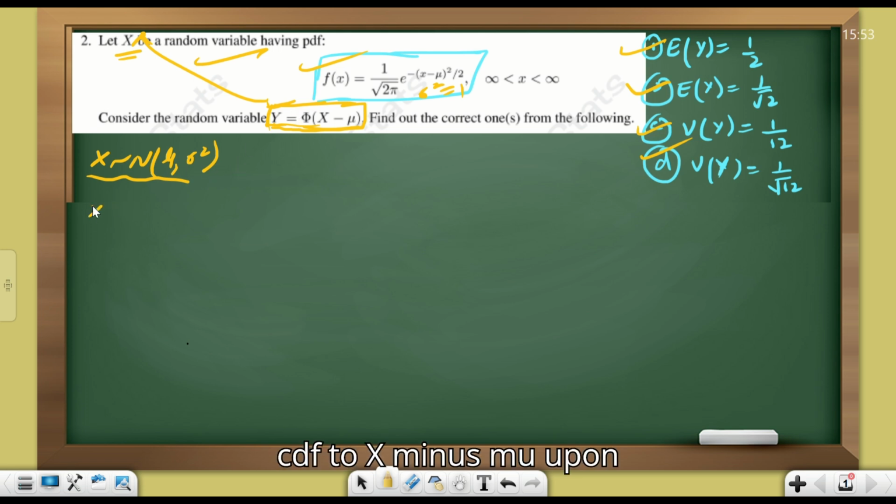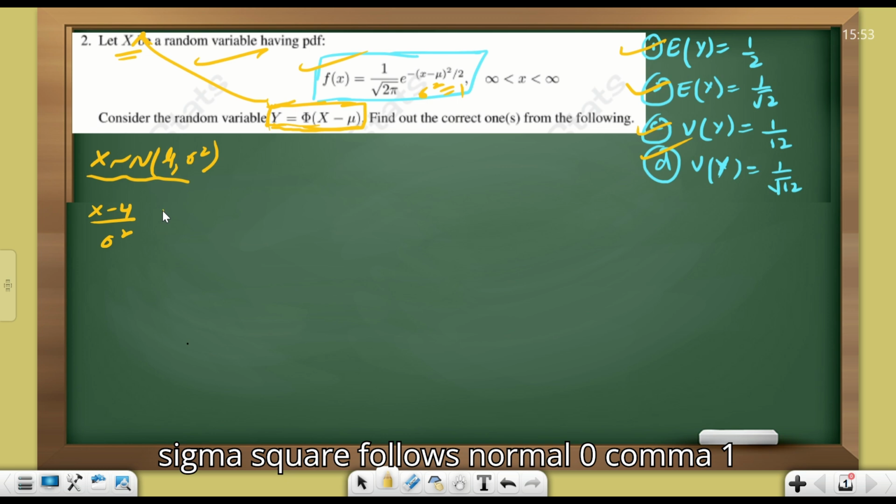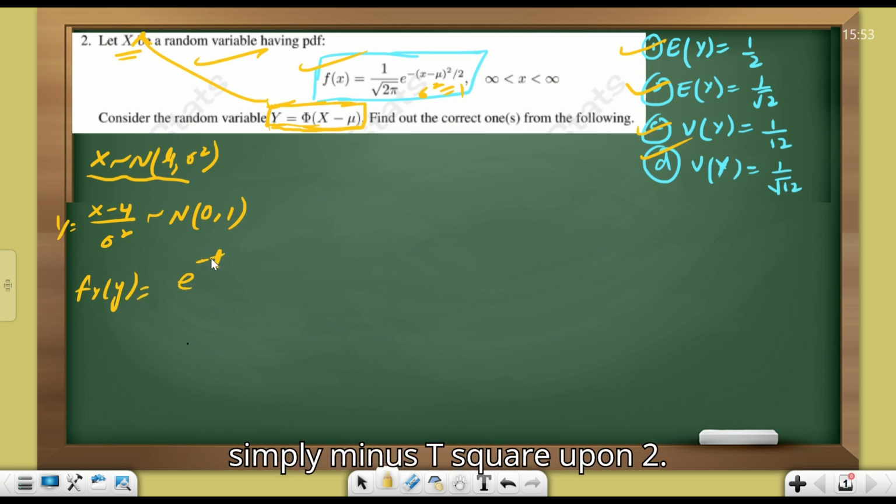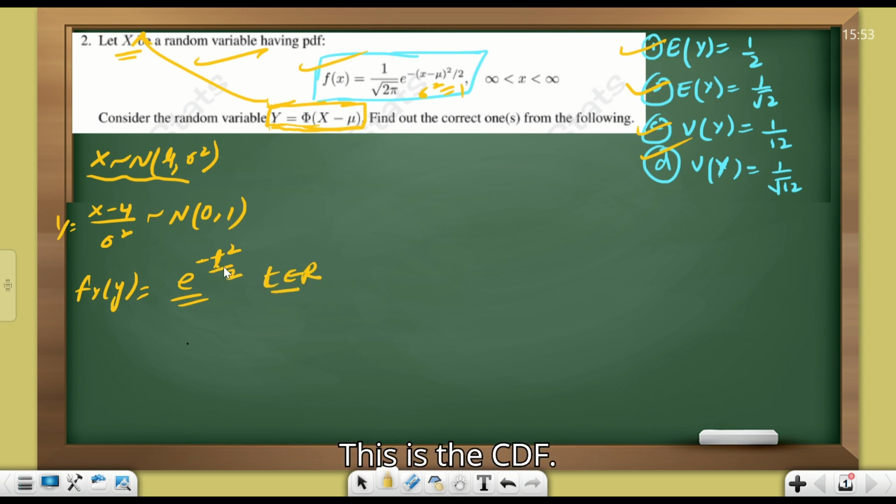CDF है, तो (x minus mu) upon sigma follows normal 0, 1. Let's suppose z, यहाँ y ले लो आप, this is y. सो F of y क्या होगा, सिंपली minus t square upon 2. सो दिस इज द CDF. किसका CDF है ये, इसका CDF है. तो इसका PDF कुछ ऐसे होगा, मतलब CDF जो हमने रैंडम वेरिएबल बनाया उसका PDF ये होगा.